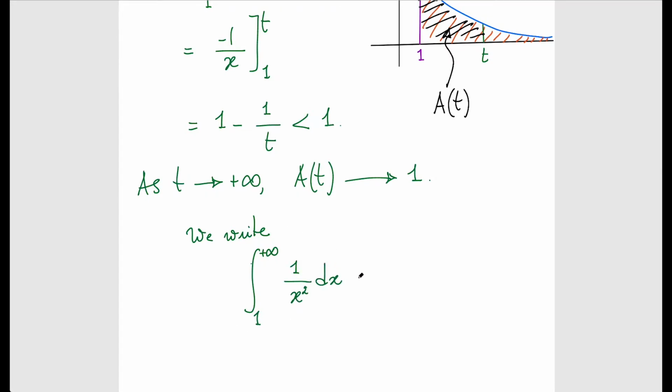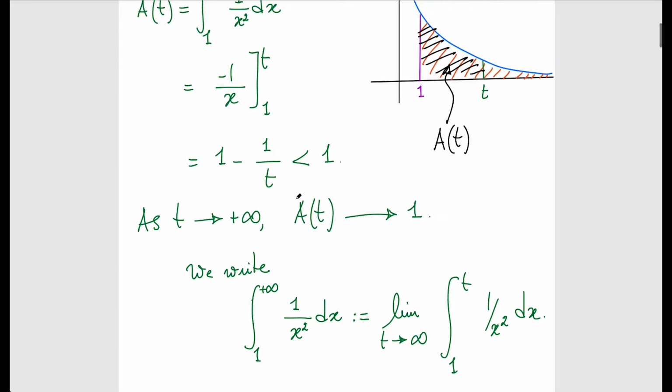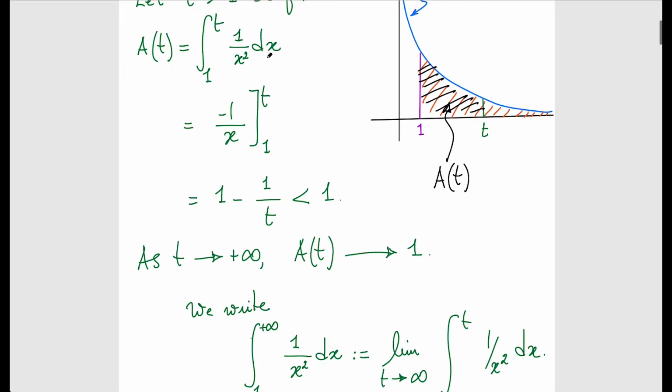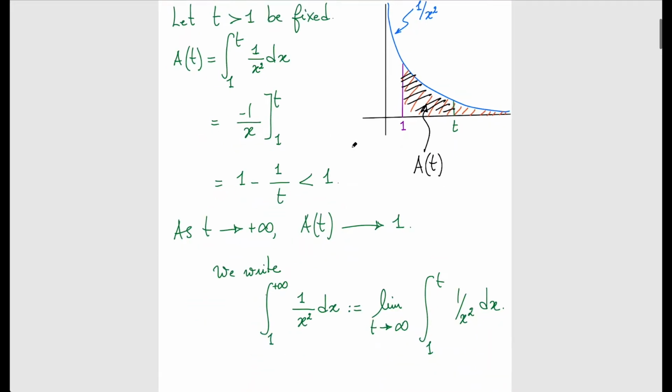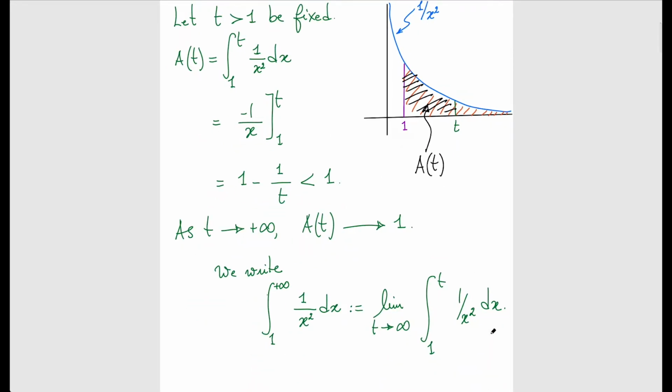So this would be the notation of the limit as t goes to infinity of A of t, which was the integral from 1 to t of 1 over x squared dx. Okay, so this becomes the symbol representing the limit as t goes to infinity of that area A of t. And what was A of t? It was this integral, right? Which is exactly this. Okay.